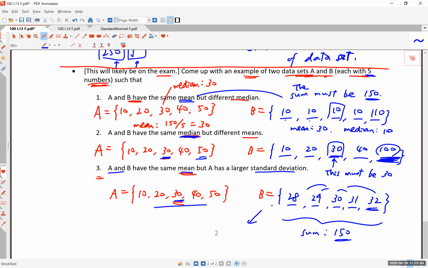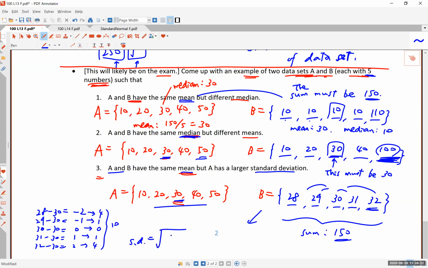Do you know how you find the standard deviation here? The standard deviation for this set: you have 28, 29, 30, 31, 32, and the mean is 30, right? So if you do these calculations, you'll find the 5 deviations: -2, -1, 0, 1, 2. If you square these, you get 4, 1, 0, 1, 4. If you add them up, you get 10. So the standard deviation will be the square root of 10 divided by, remember, n is 5, but you subtract 1 from it, and you get your standard deviation.